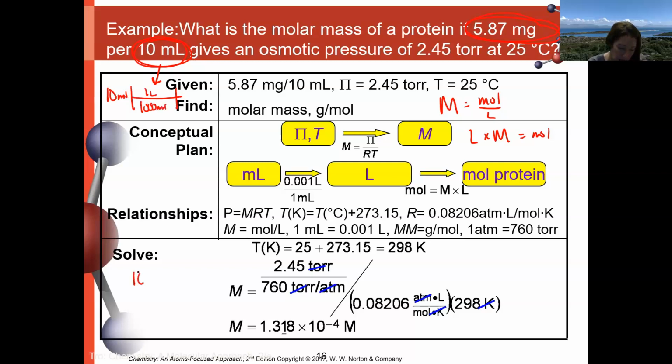Or you can do what I do. I just say 10 times 10 to the negative 3 liters. I just put 10 to the negative 3 in there. Makes my life so much easier. There's my volume. Then I just use our molarity, which is right here, 1.318 times 10 to the negative 4 moles over 1 liter. And that's going to give us our moles. Molar mass is grams over moles. I just solved for my moles. That will be my grams.